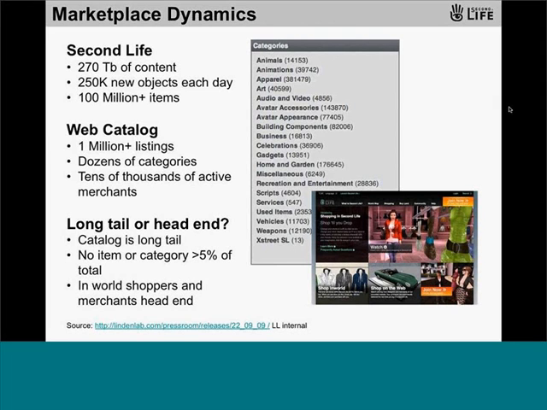In gross terms, Second Life has a very, very large marketplace, and I think that takes us to the point of being at scale and having many hundreds of thousands of customers who are creating content. The number as it stands today is 270 terabytes of content stored in our databases, with 250,000 new objects being created each day, and some upwards of 100 million plus items.